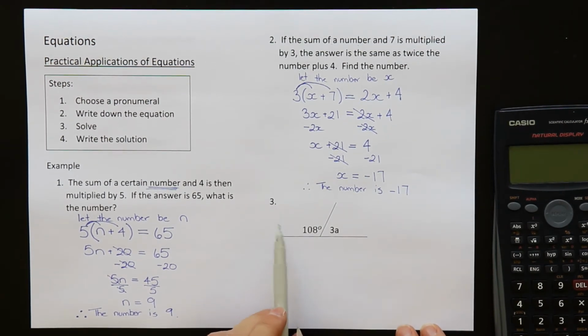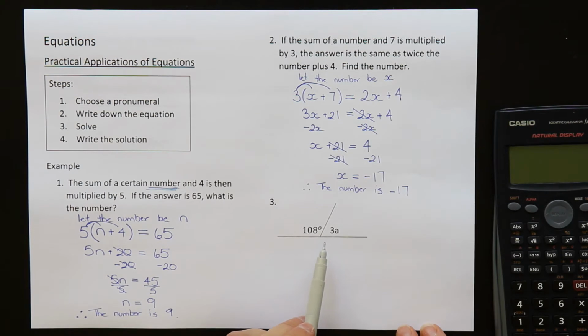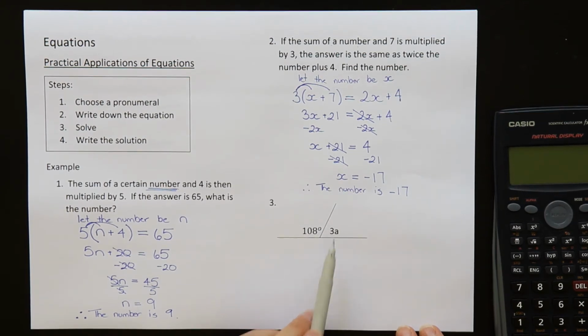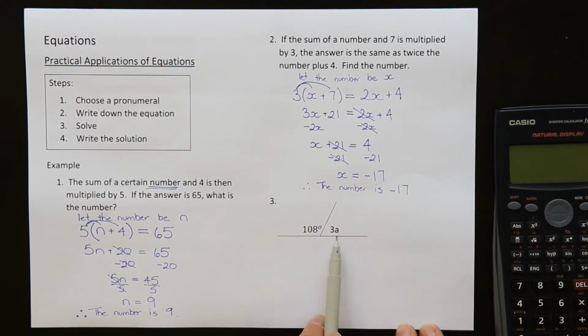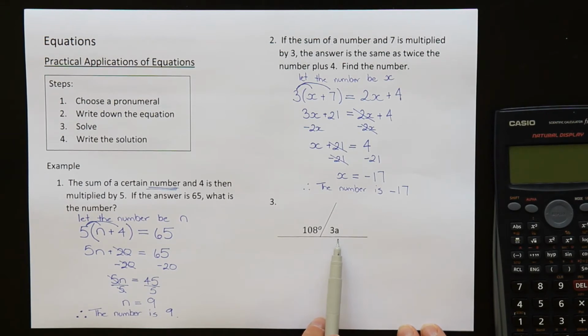Question 3. Now this isn't really a wordy question, but it's not really a typical equation either. I've got some angles here. Now this is a straight line, and it's been divided up into 2 angles. One is 3a and one is 108. Now, the pronumeral is already there, so I don't need to choose a pronumeral. I'm already given an a as my pronumeral.